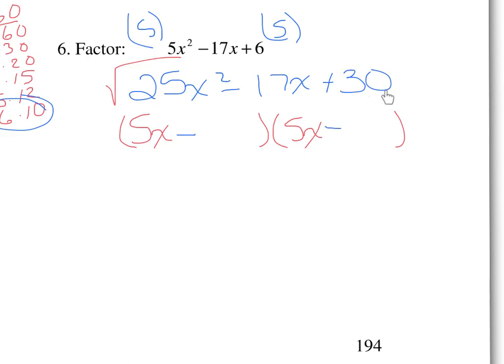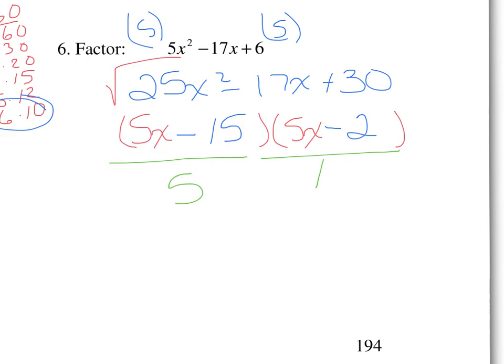So now we're looking for factors of 30 that add to make 17, and they're adding because these are the same sign. So what multiplies to make 30 and adds to make 17? That would be 15 times 2. Now we divide. What's the GCF of these 2 terms? That would be 5. And the GCF of these 2 terms, well, they don't have anything in common, so we're going to leave it as a 1, which is fine.